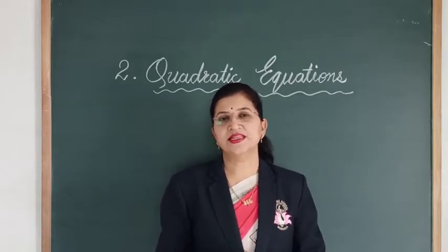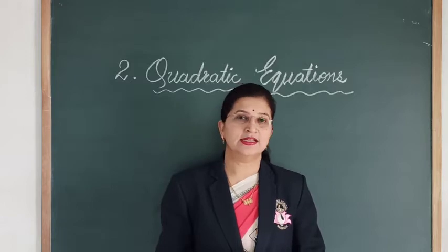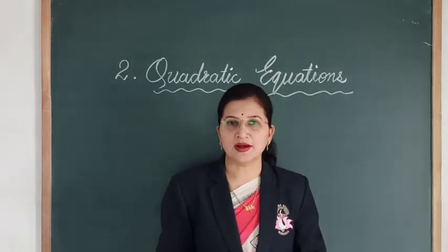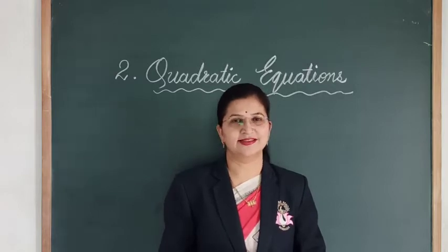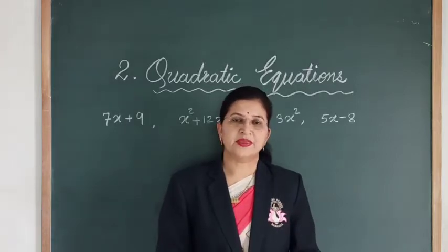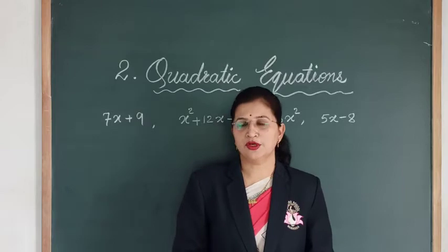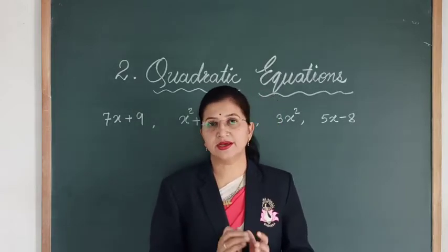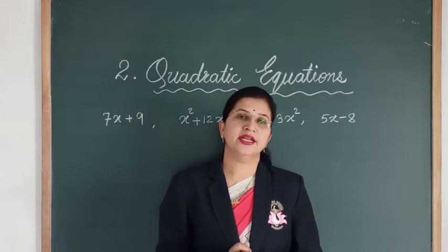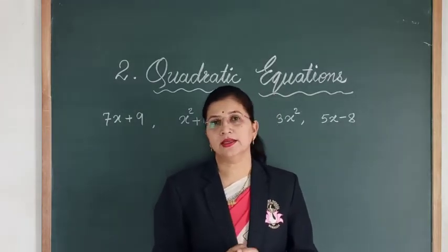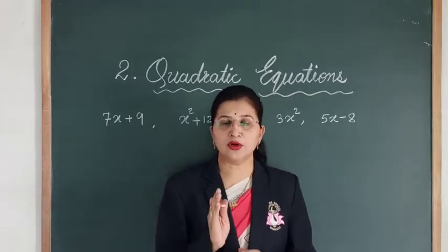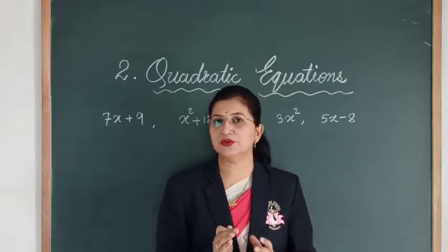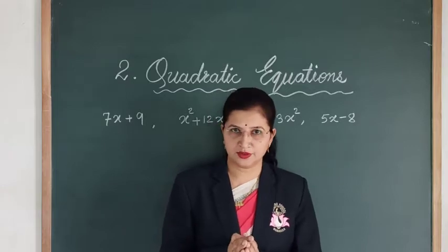Dear students, in this video we are going to learn the second chapter of Maths first, that is quadratic equation. So let's learn. Dear students, last year you have studied the polynomials. You know the types of polynomials according to their degree. If the degree of the polynomial is 1, then it is called the linear polynomial. And if the degree of the polynomial is 2, then it is called the quadratic polynomial.